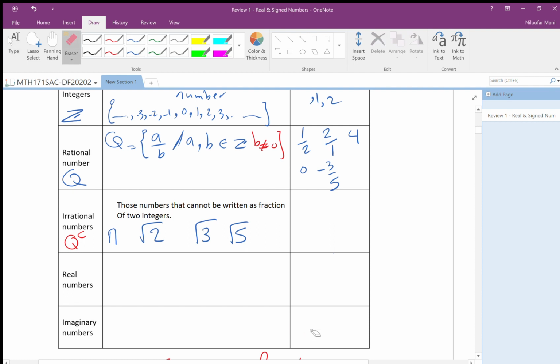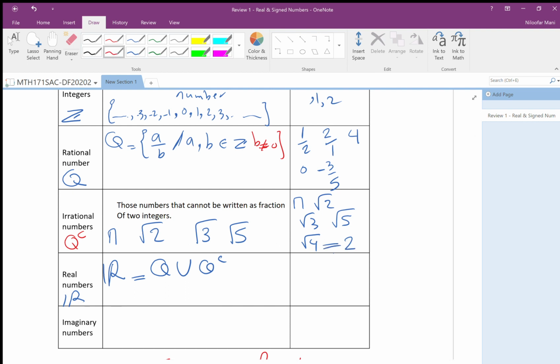Real numbers, I show them with R. So Q and Q complement all together is real numbers. So I can use any of these, pi, radical 2, radical 3, radical 5, not radical 4, because this is 2. So I can use any numbers here. I can use 0, I can use 1, I can use 1 over 2, I can use radical 2, I can use pi. All of them are real numbers.